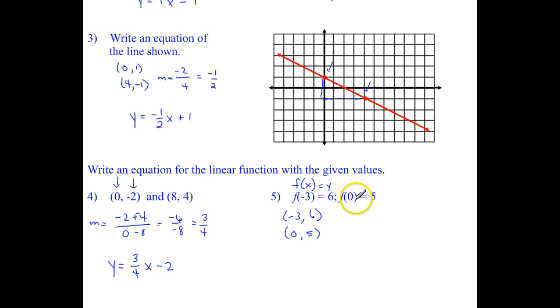So while it may be using function notation, and it might look a little bit different, we're giving the same information that we have for number 4. We're going to subtract our x and y coordinates to find our slope. 6 minus 5 over negative 3 minus 0, or 1 over negative 3. That's the slope of our line. The y-intercept, again, is that point where my x is 0. It's the y-coordinate where my x is 0. So my equation would be y equals 1/3 x plus a positive 5.